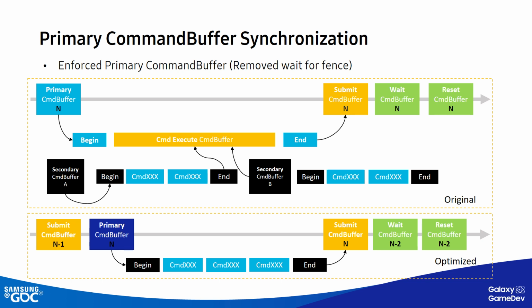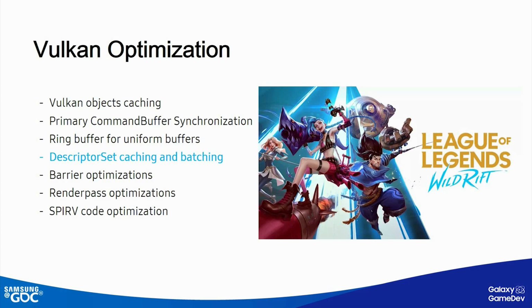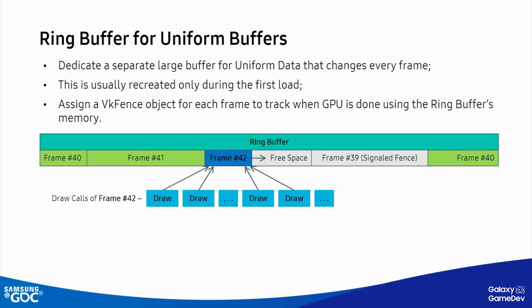Okay, now we can move on to game-specific Vulkan optimizations. In most games, it is often required to pass new uniform data for each draw call. To do this, we allocated a separate large buffer to be used as a ring buffer. From above, we know we have a fence, so we can assign a fence for each frame to track down when the GPU is done using the buffer's memory.